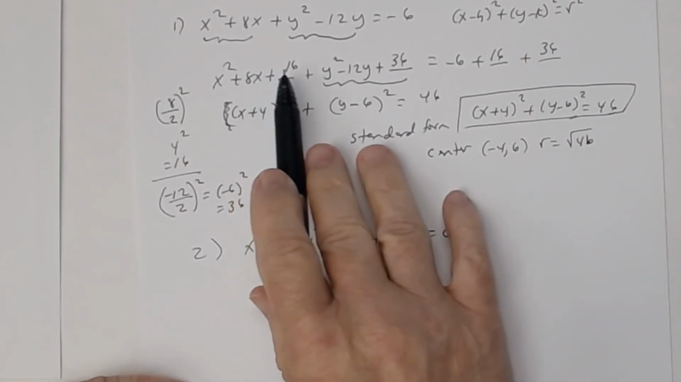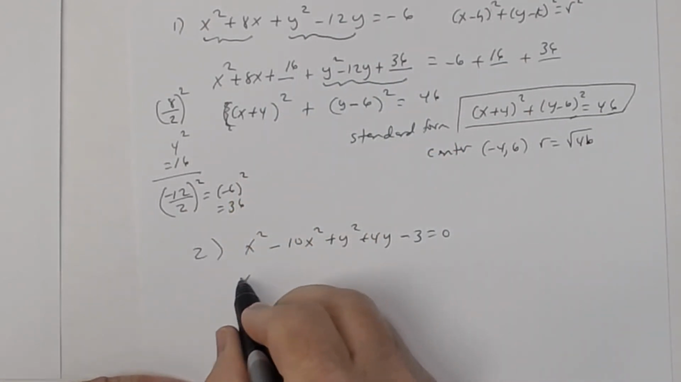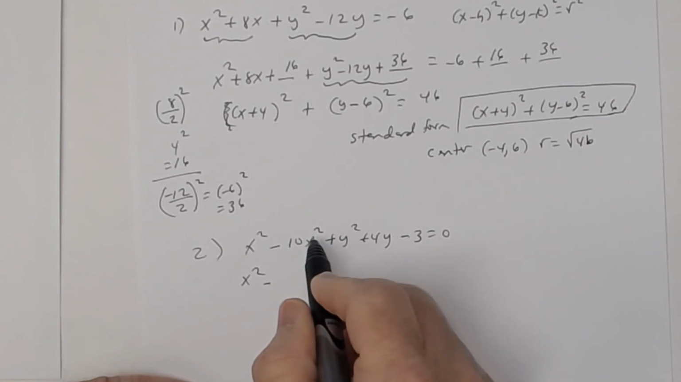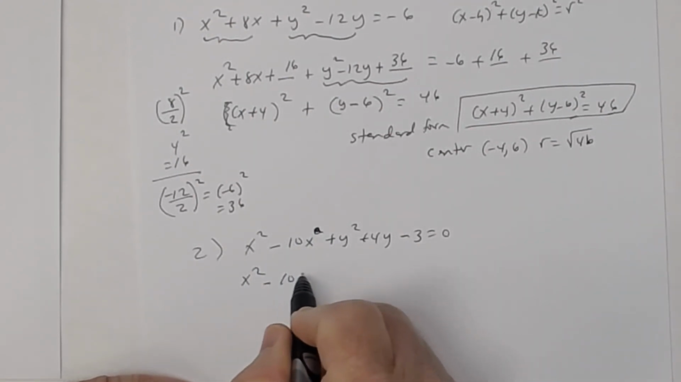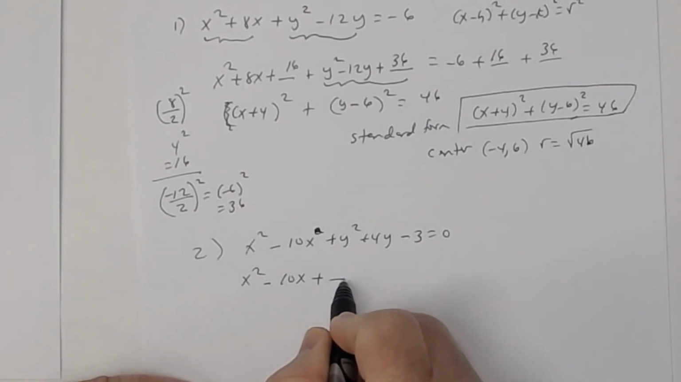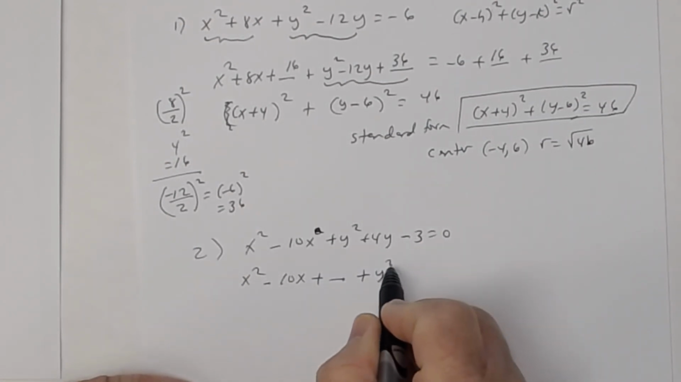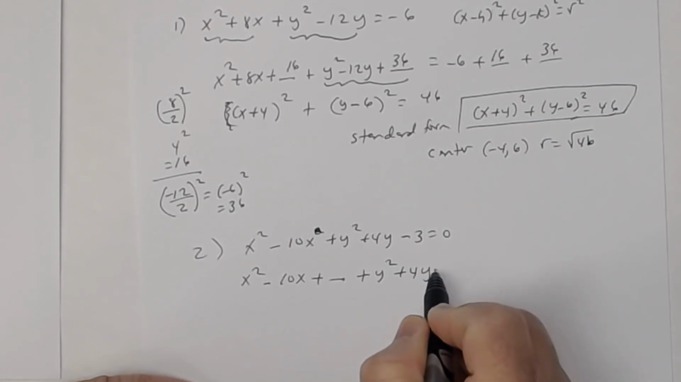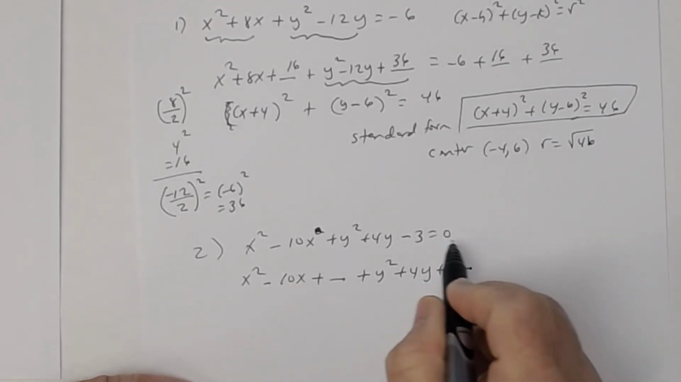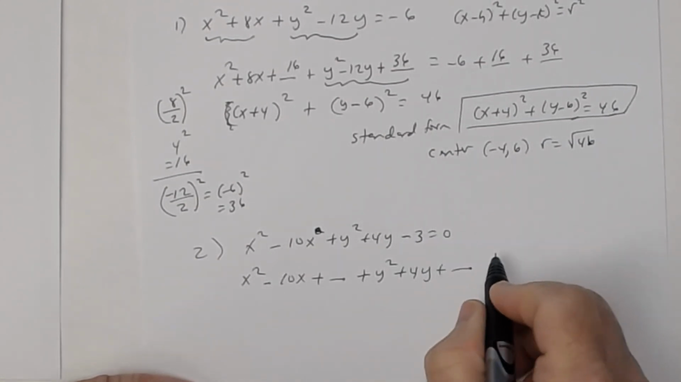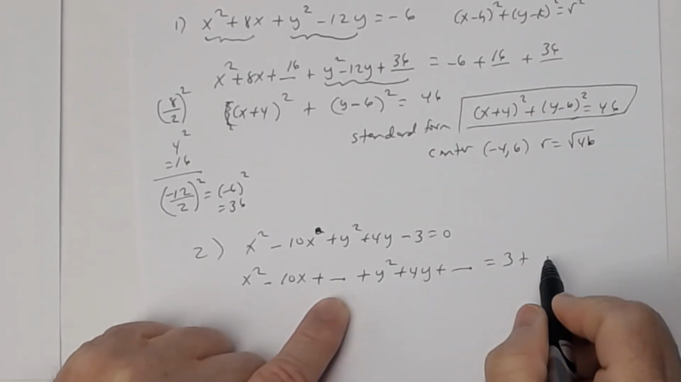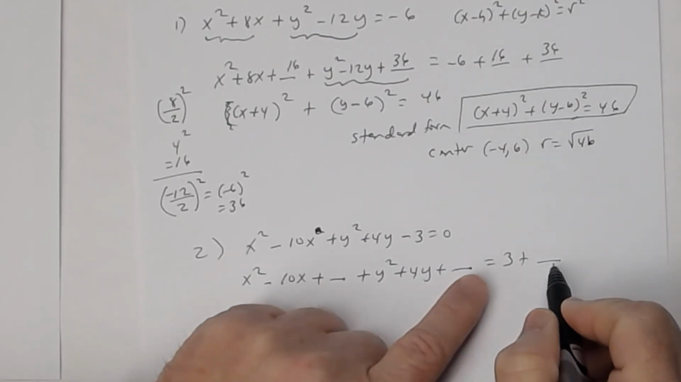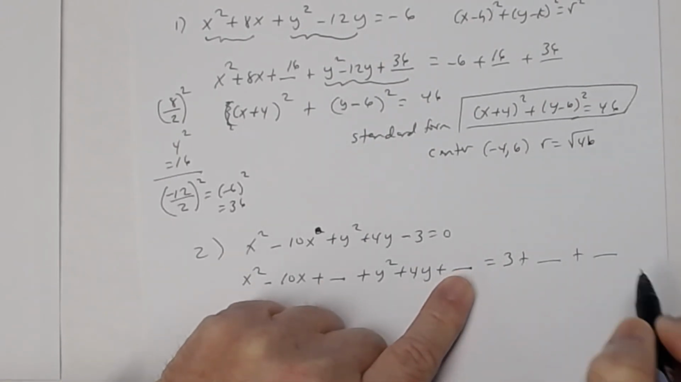So we're going to do the same approach we did here. So you're going to say x squared, that should be minus 10x, sorry. All right, so x squared minus 10x, and then I'm going to add a number, plus y squared plus 4y, and I'm going to add a number. Then I need to bring this minus 3 to the other side, so that's going to be positive 3 plus, but remember, if you add a number to the left, you have to add it to the right.